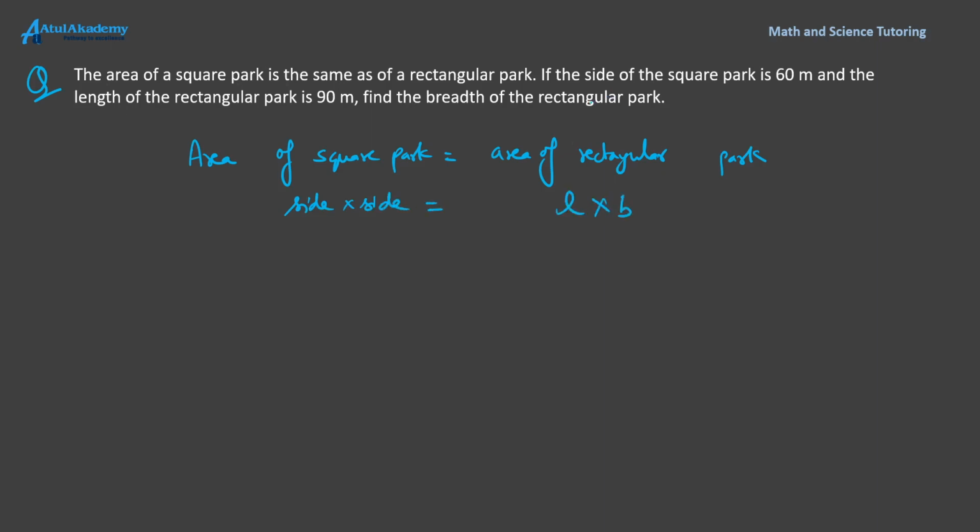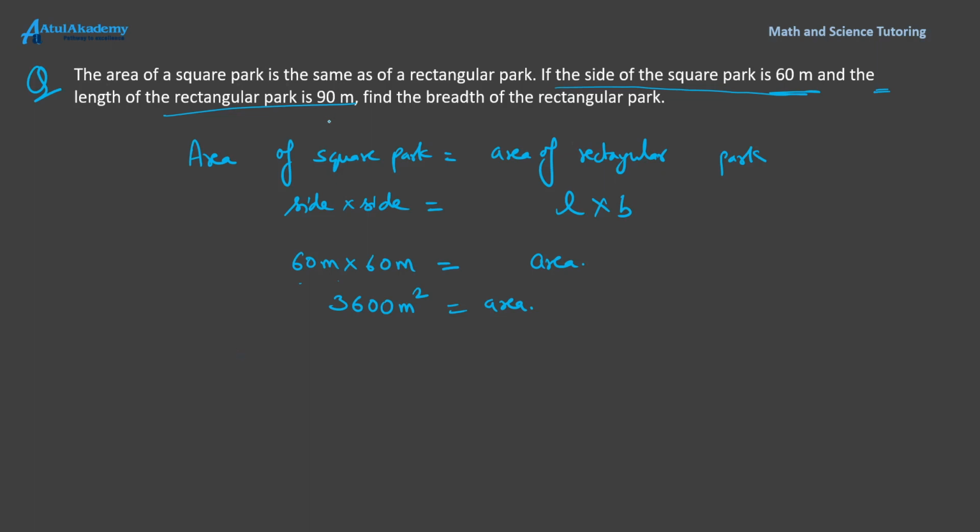Okay. Let's go to the question more. What is it saying? If the side of the square is 60 meter and length of the rectangle is 90 meter. So from here, what will you get? The area: side into side, 60 meter into 60 meter. And this is the area of the rectangle. So how much is this? 60 into 60 is 3600 meter square. That's the area of the rectangle. Okay, you got the area of the rectangle.